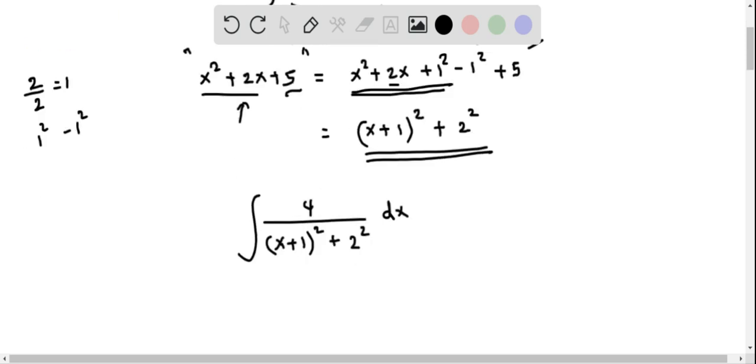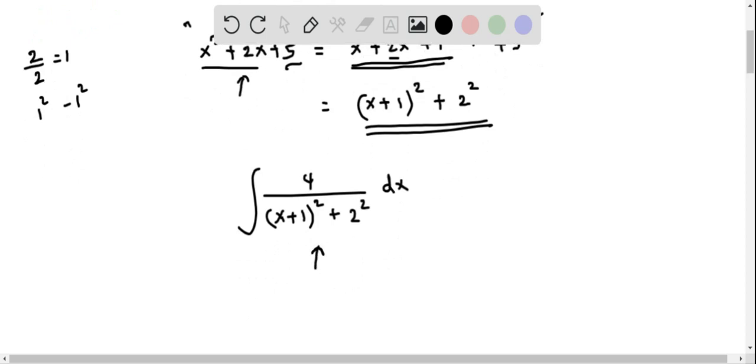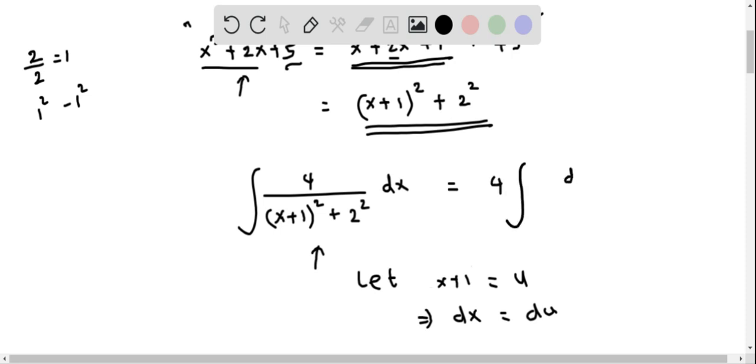Then we use the substitution method. We let this expression be u. So it will become x plus 1 quantity squared plus, no, we have to let just x plus 1 equal u, not the complete expression. So we let this be u, and this implies dx equals du. Therefore we can write this, pulling the 4 out of the integral and replacing dx by du, over x plus 1, which we have let as u, so it becomes u squared plus 2 squared.